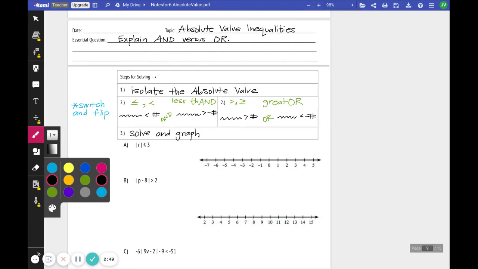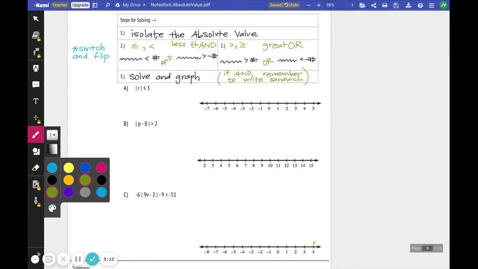And just a little detail, if you are doing an "and," remember to write the sandwich. I realize that's a weird phrasing, but I'll show you what I mean when we get to one of those problems. It's really only a thing for a Delta Math situation. So let's take a look at this first question.